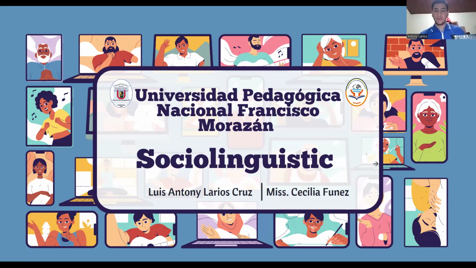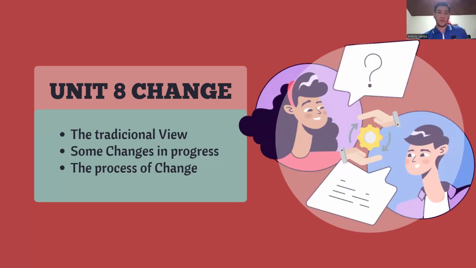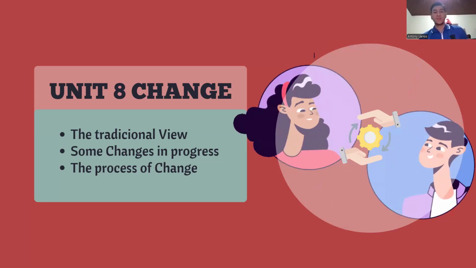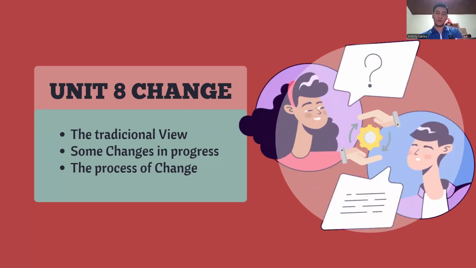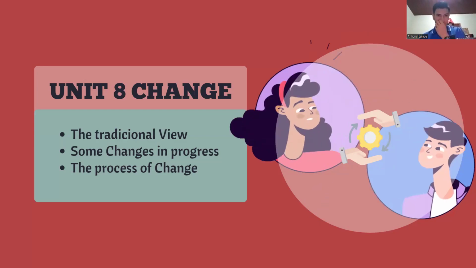In this video, I'm going to talk about the sociolinguistics class. We're going to be discussing two units. The first one is Unit 8, about change: the traditional view, some changes in process, and the process of change. Those are the subtopics that we're going to be talking about in this unit.